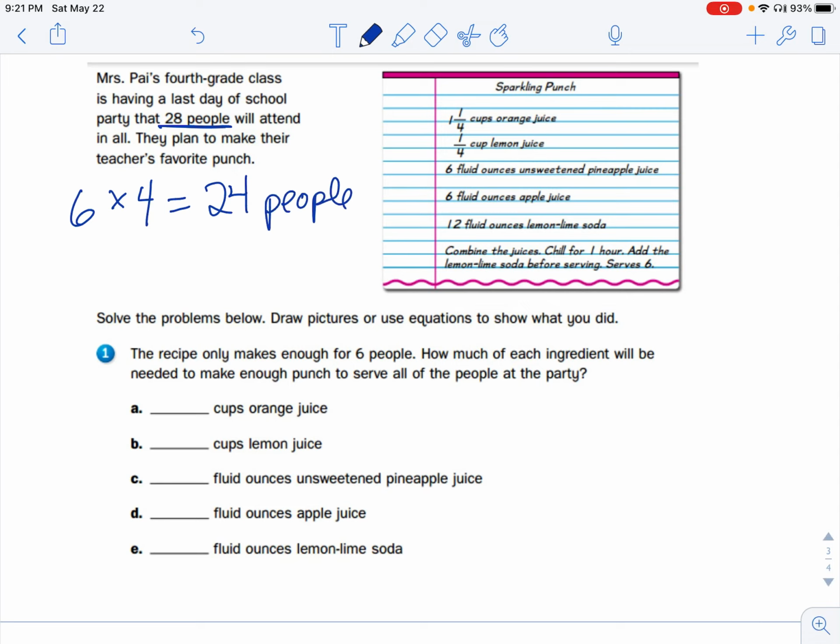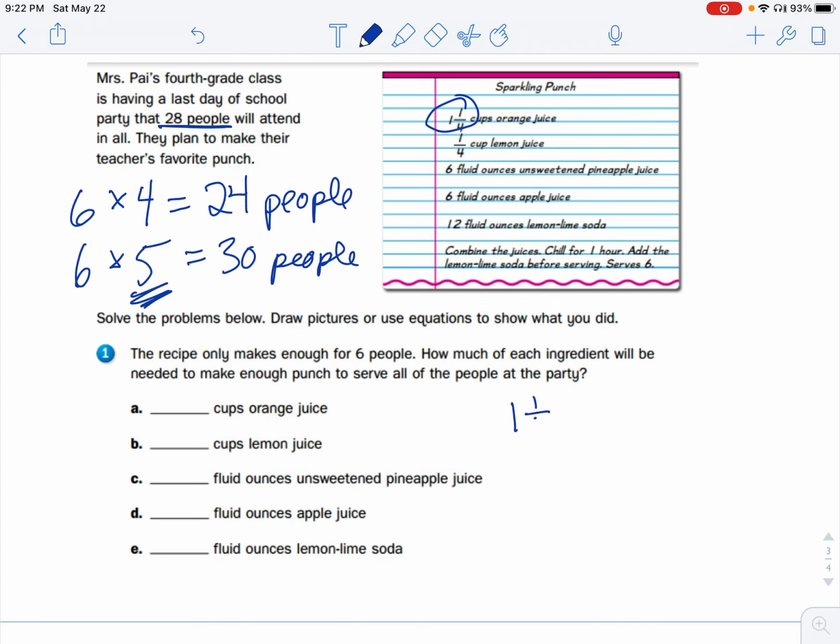Is that going to be enough? Unfortunately not, right? The 4 people would be sad without any punch to share. So we're actually going to need 5 servings, which would serve 30 people, and you'll have a little extra, but that's okay. Okay, so now let's go ahead and try this. We want to know cups of orange juice. So I'm going to find my orange juice. Good, it's a fraction. That's always fun. I'm going to show all my work.